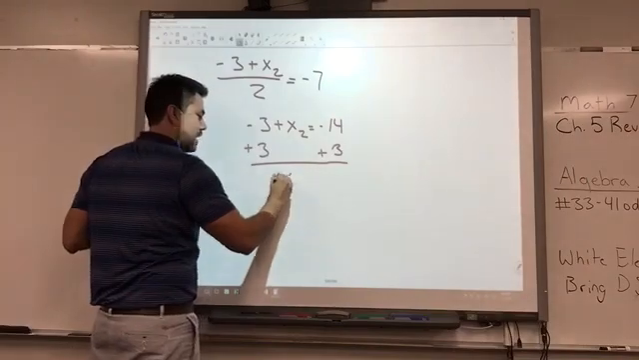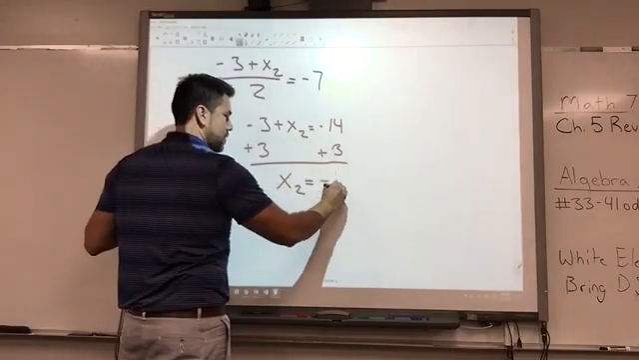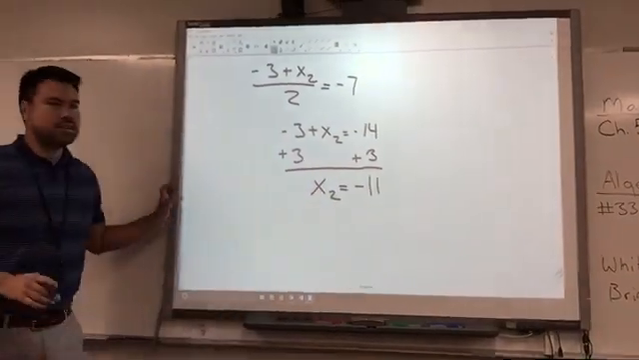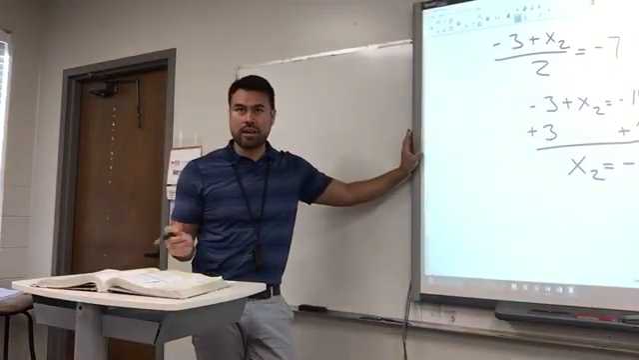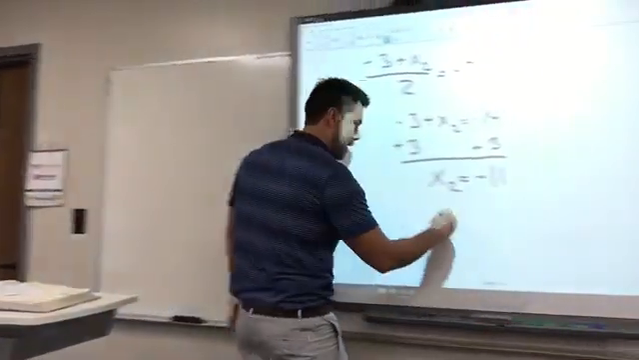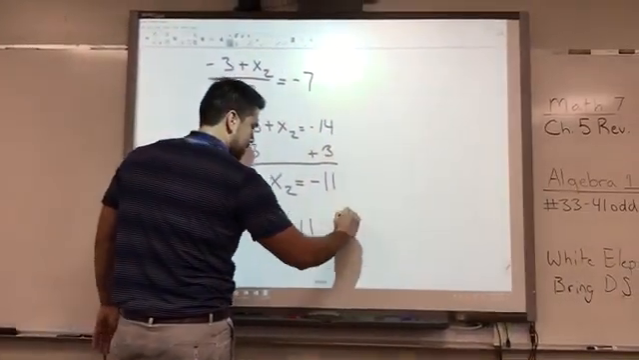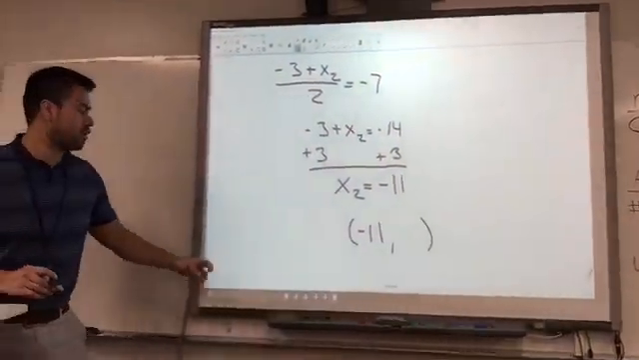Add 3 to both sides. I get x sub 2 equals -11. So do I know the x coordinate of my endpoint? Yeah, it's -11. How in the world do I find the other coordinate?